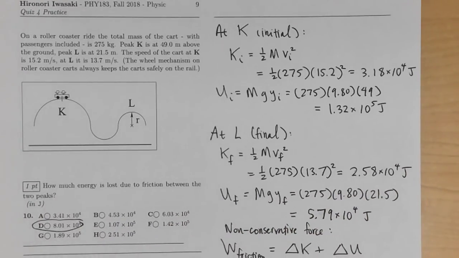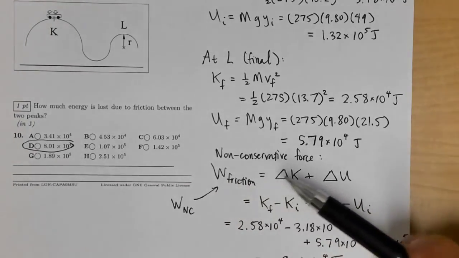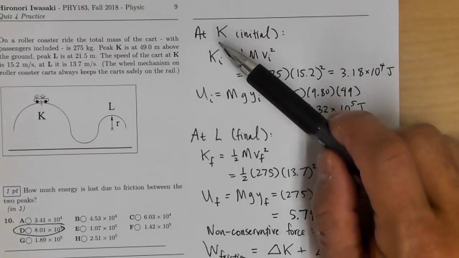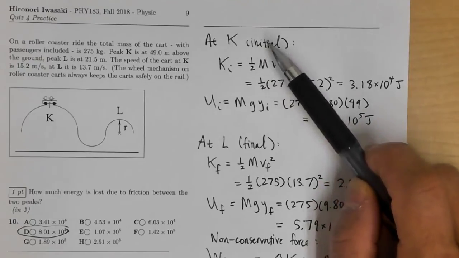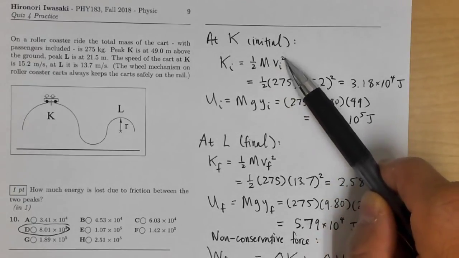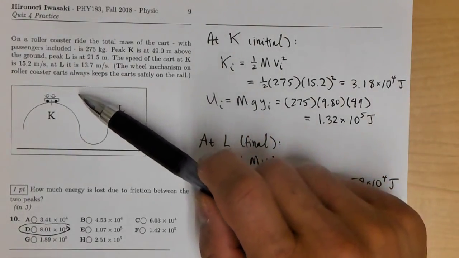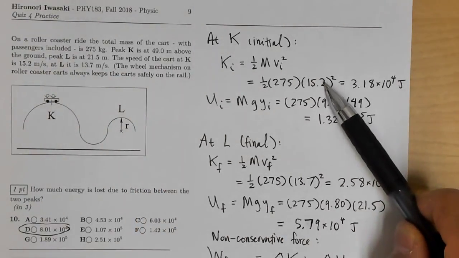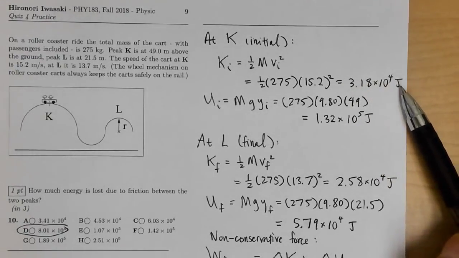Okay, we just need to calculate. We are going to use that the work done by the non-conservative force is delta K plus delta U. That's the work done by friction. So we need all the energies. At point K, the initial kinetic energy is 1/2 m v initial squared. The mass is 275, and the v initial we're told is 15.2 meters per second. So 1/2 times 275 times 15.2 squared is 3.16 times 10 to the 4th joules.